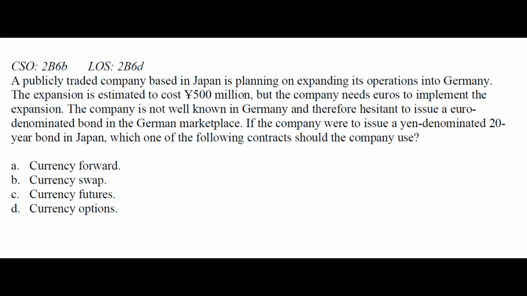Exam tip. Match the derivative to the exposure. Forward/futures: short-term exchange rate hedging. Options: protection with flexibility when future transactions are uncertain. Currency swaps: long-term exchange of principal and interest payments in different currencies, making them the preferred instrument for financing foreign investments with long-term debt.